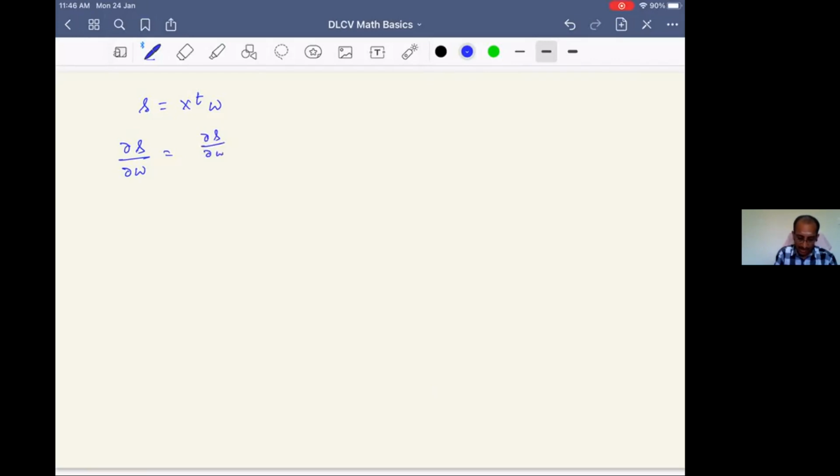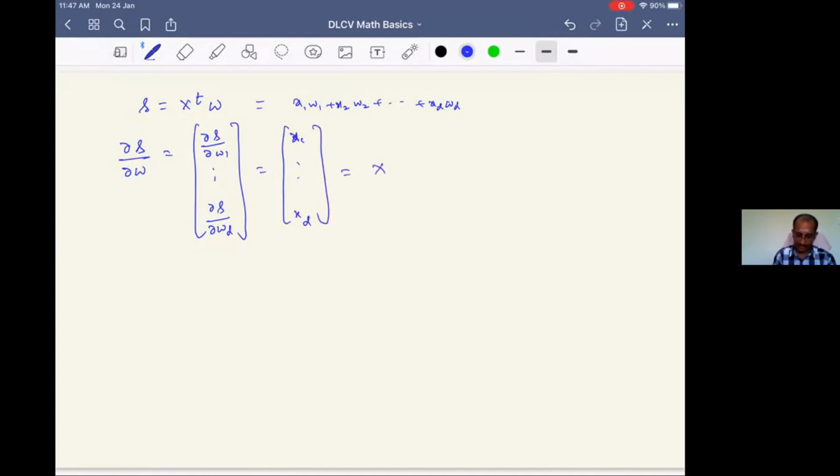Okay, ∂S/∂W is nothing but ∂S/∂W1, ..., ∂S/∂WD. Whether we write this side or that side, the expansion is the same. That is W1X1 or X1W1, X1W1 plus X2W2 plus and so on up to XDWD. Right? And hence this is X1 to XD, and hence this is equal to X. Correct? Is this correct or not?